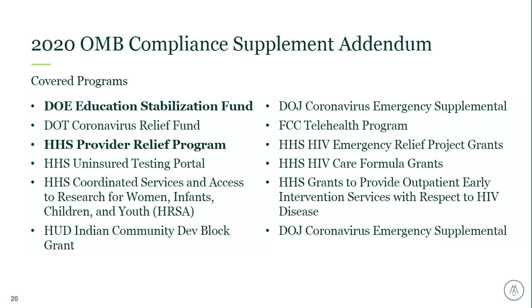On the slide are those programs that are anticipated to be covered in the addendum once issued, with the bolded ones being some of the more common ones we're seeing. Sasha talked through the Education Stabilization Fund. That'd be the HEERF funds for a lot of higher education institutions, and then a lot of hospitals are getting the Provider Relief Program funds.